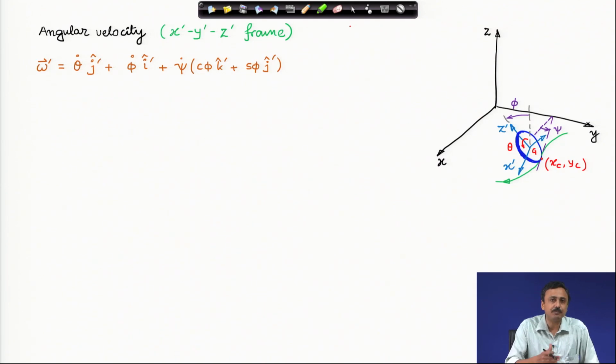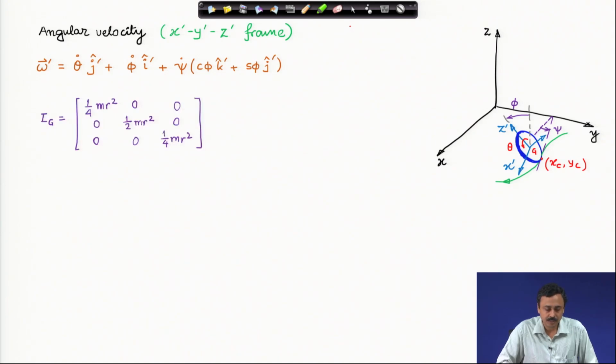Therefore, we will find the rotational kinetic energy in this frame using the constant moment of inertia tensor, and hence we write down the angular velocity of the coin in this frame, omega prime. This we have written before. The moment of inertia tensor is very easy to write for a disk-like object. Rotational kinetic energy is nothing but half omega prime dot I_g omega prime.